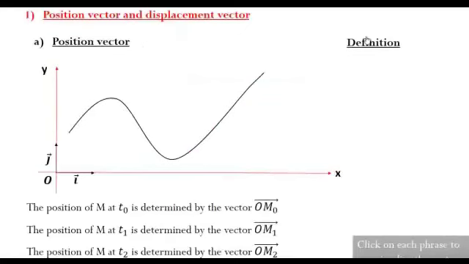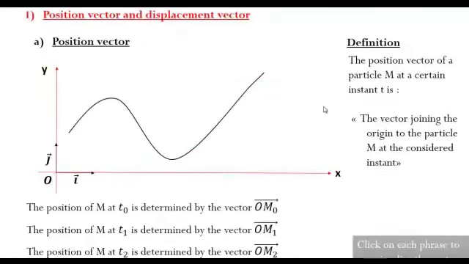A position vector, as a definition, is the vector joining the origin of the axis to the particle M in the considered system. But we must pay attention that it is joining the origin directly; in the position vector I must return to the origin of the axis of the system, and this is why we must first have a system. The system here is the xOy system, the origin is O. So when we say the position of M at t0, it's the vector joining O to the object.